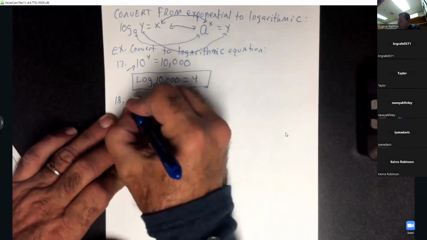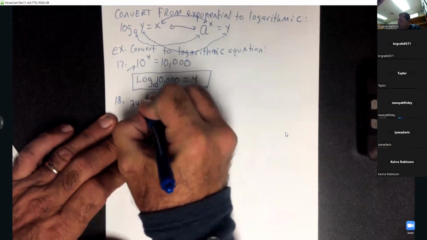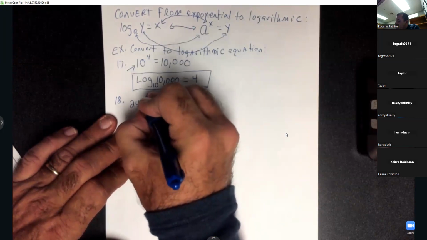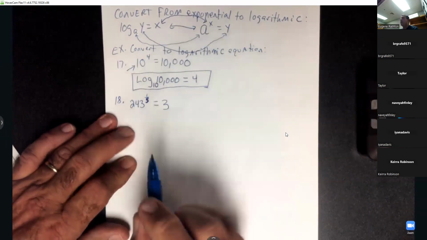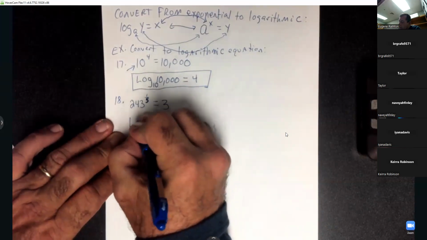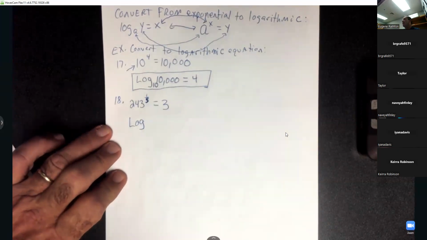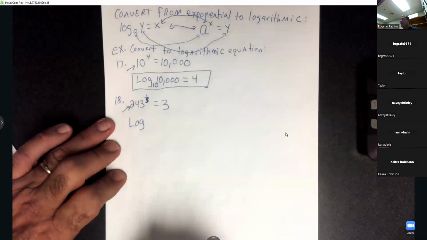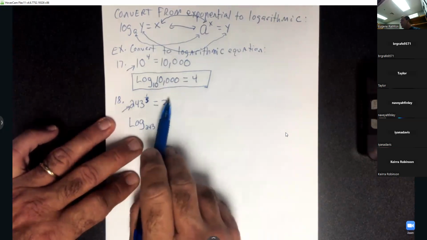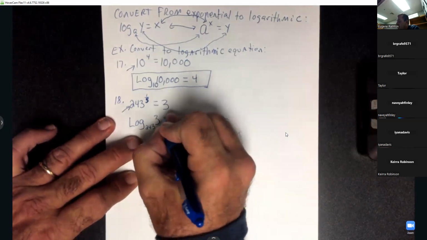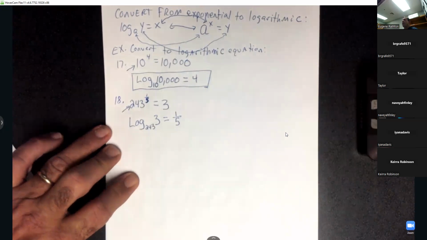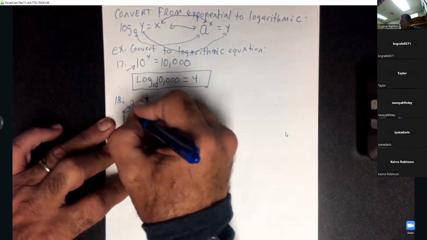Oh, y'all, this one has 243 to the 1/5, my bad, equals 3. So that's a 1/5 there, okay? So you're going to write it using logs. So remember, the base is the same as the base for the exponential. So your base is going to be the 243. The result is the 3. That's going to equal the exponent, which is a 1/5. So rewrite it and be done.